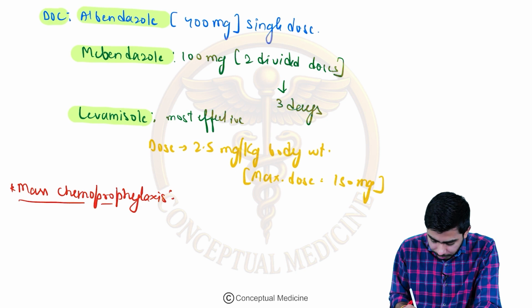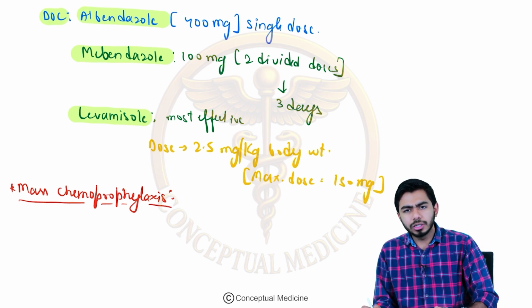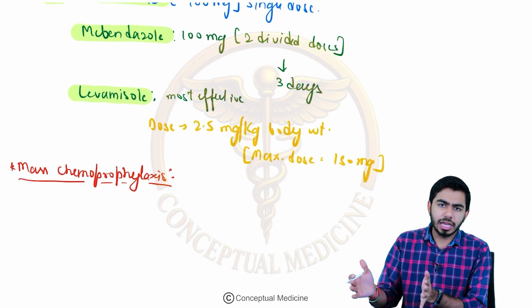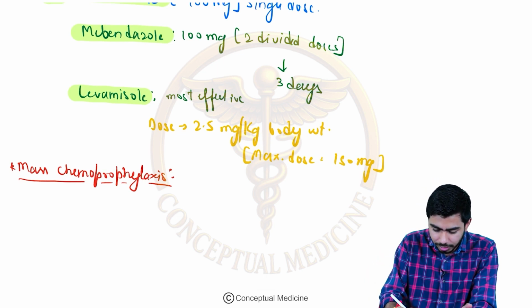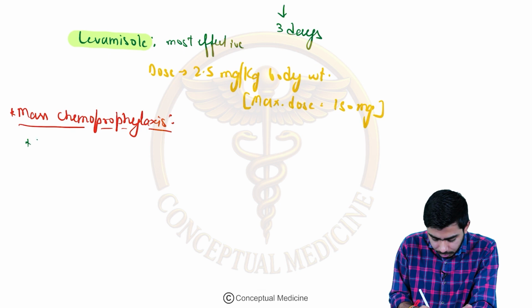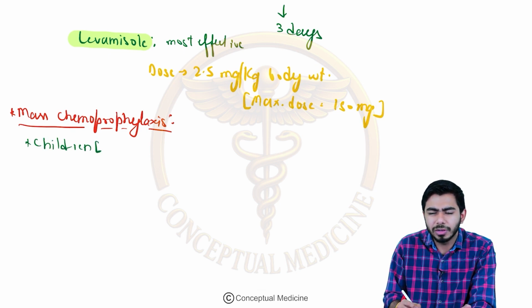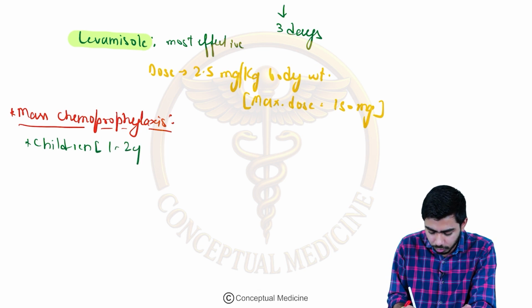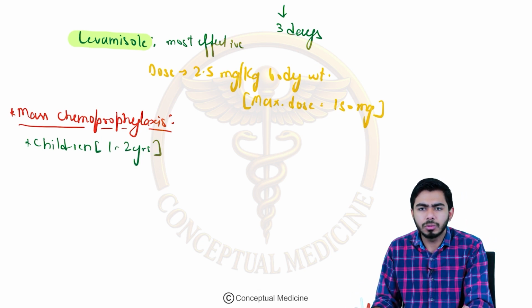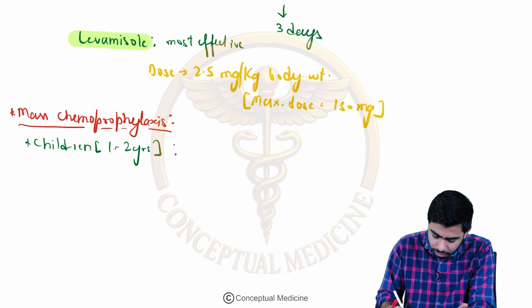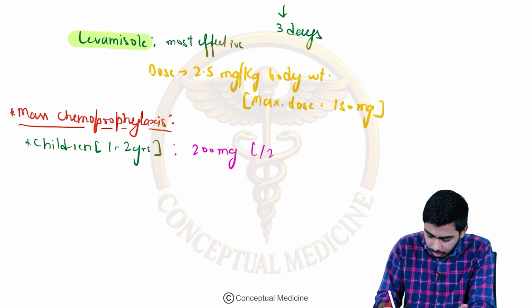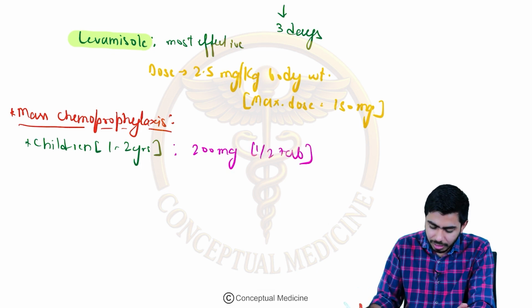Okay, then we shall be giving to the children and the adults, two conditions can be taken care of, right? So one is the children. If I'm talking about children, I'm talking about the age group, for example 1 to 2 years. For the children, basically we shall be giving albendazole 200 mg, and that is coming in the half tablet form, right?